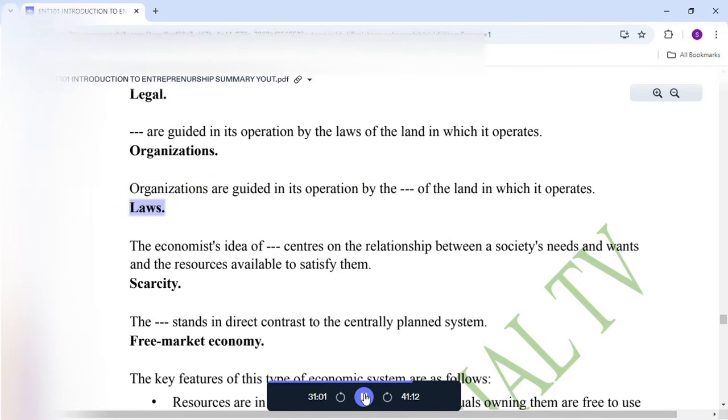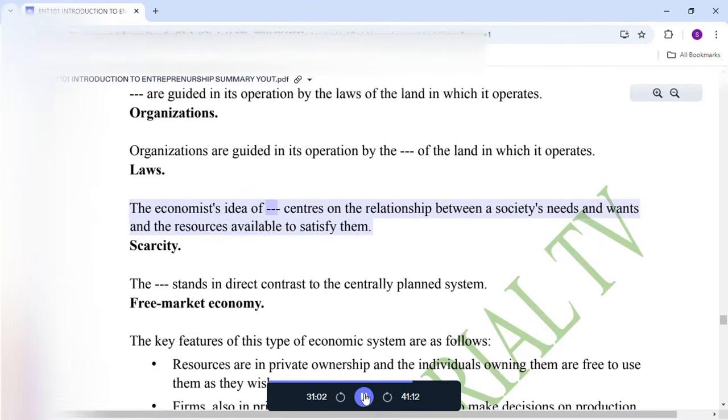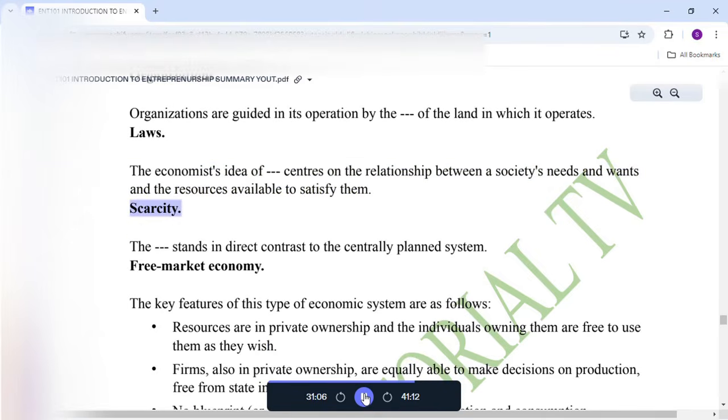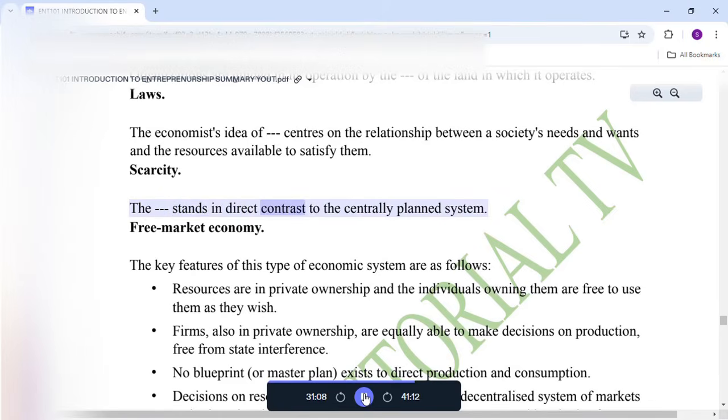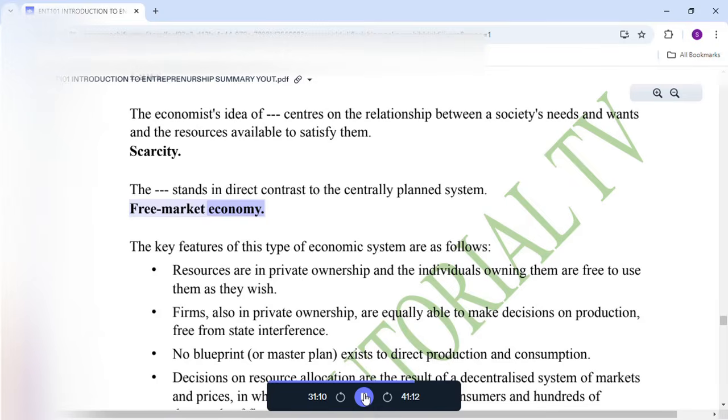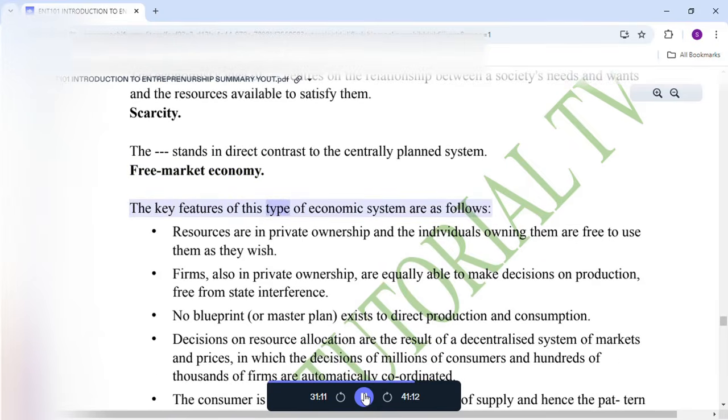Laws. The economist's idea of scarcity centers on the relationship between a society's needs and wants and the resources available to satisfy them. Scarcity. The free market economy stands in direct contrast to the centrally planned system. Free market economy. The key features of this type of economic system are as follows.